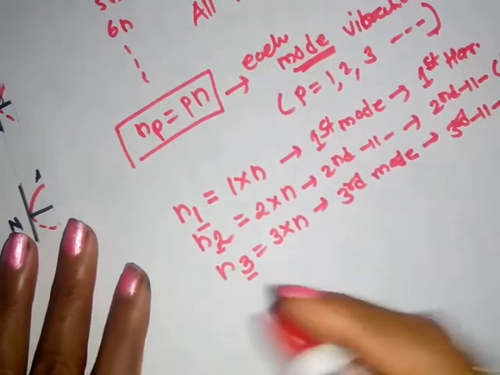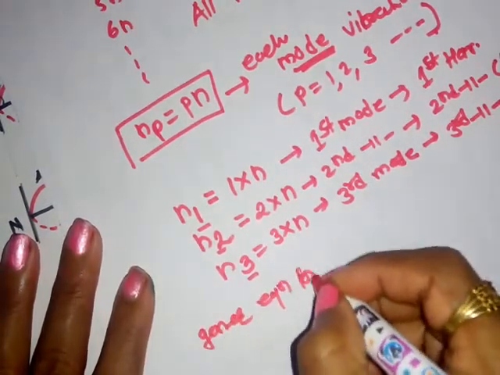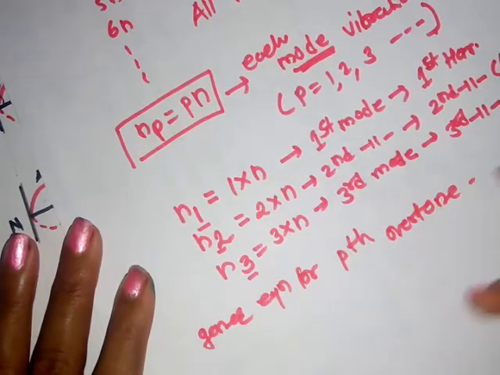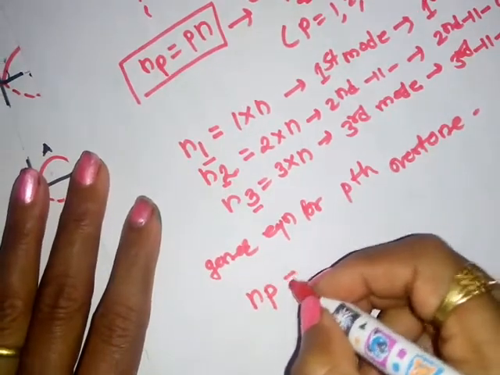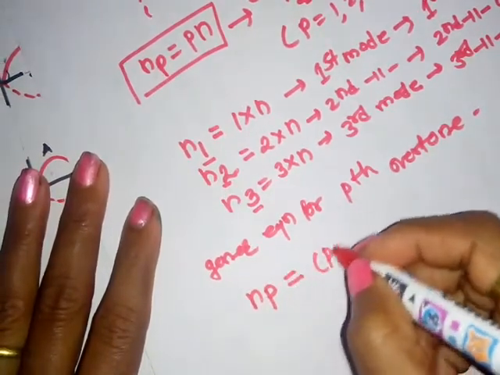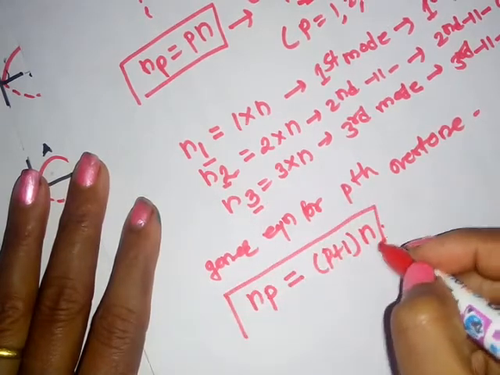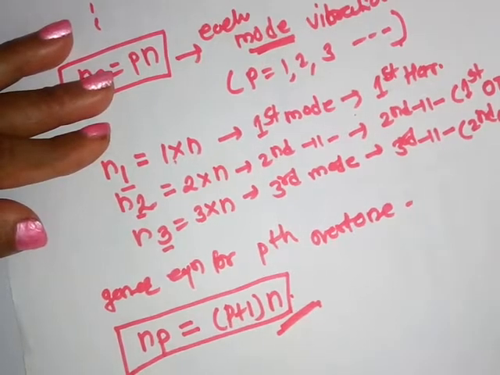Now another general equation, for the fifth overtone. Then the equation for the frequency for the fifth overtone is given by Np is equal to P plus 1 into N. In this way.